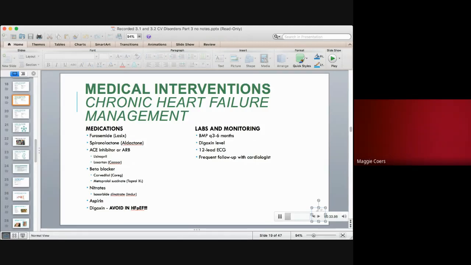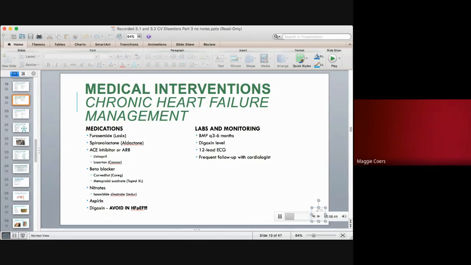In the chronic phase, there's lots of meds, okay, that we provide. ACE inhibitors, okay, help prevent cardiac remodeling and hypertension. Okay, we talked about that in the first lecture. Okay, we talked about Lasix and Aldactone already. We can use beta blockers to decrease the overall work of the heart.